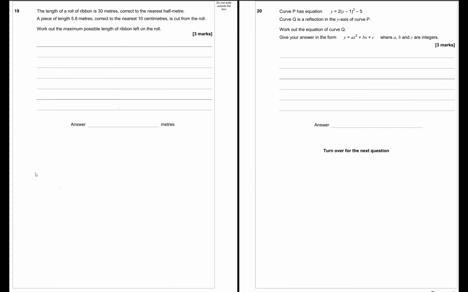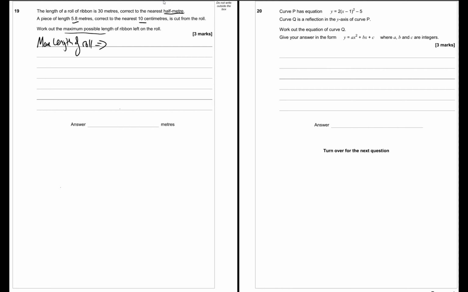Okay, question 19. The length of a roll of ribbon is 30 meters, correct to the nearest half meter. A piece of length 5.8 meters, correct to the nearest 10 centimeters, is cut from the roll. Work out the maximum possible length of ribbon left on the roll. Okay, so we want the maximum possible length of ribbon left on the roll, which means we want to maximize the length of the roll. So let's see, max length of roll is going to be what?